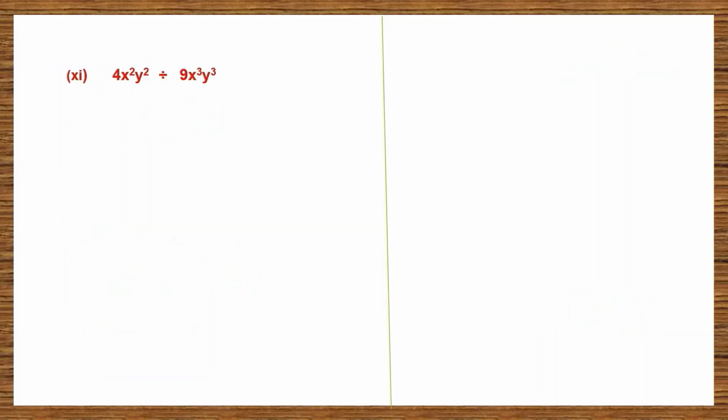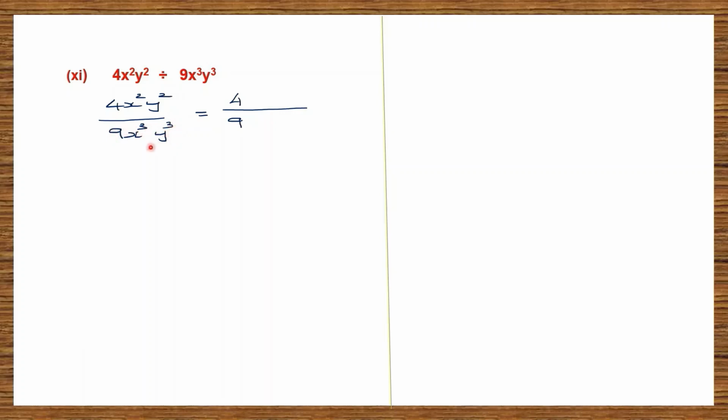Next one, question 11. 4x square y square divided by 9x cube y cube. So this is division. Now here in the numerator we have 4 and denominator we have 9, the numbers. Now those numbers can't be reduced, so we leave it as it is, 4 by 9. Now look at x, the power of x. In the numerator it is 2, in the denominator it is 3. Y also, numerator it's 2, denominator it is 3.